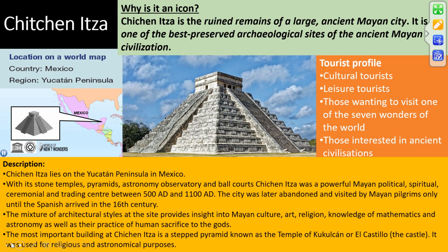Just as a matter of interest, going back to the human sacrifice to the gods, it is from the top of this El Castillo that human sacrifice was made. So human sacrifices were made at the top of the pyramid, and who knows, maybe the head then rolled down the stairs afterwards. The tourist profile of tourists visiting this destination: cultural and leisure tourists and tourists interested in ancient civilizations, as well as people wanting to visit one of the 7 wonders of the world.